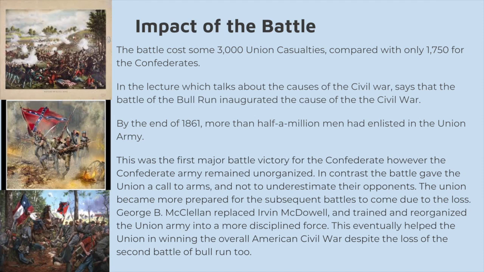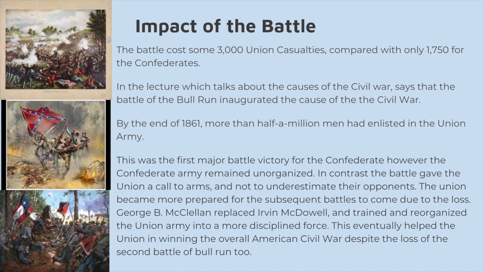Alright, some major impacts that happened. The source says the battle cost 3,000 Union casualties compared to only 1,750 for the Confederates. The lecture, which talks about the causes of the Civil War, says that the Battle of Bull Run inaugurated the Civil War. By the end of 1861, more than 500,000 men had enlisted in the Union Army.